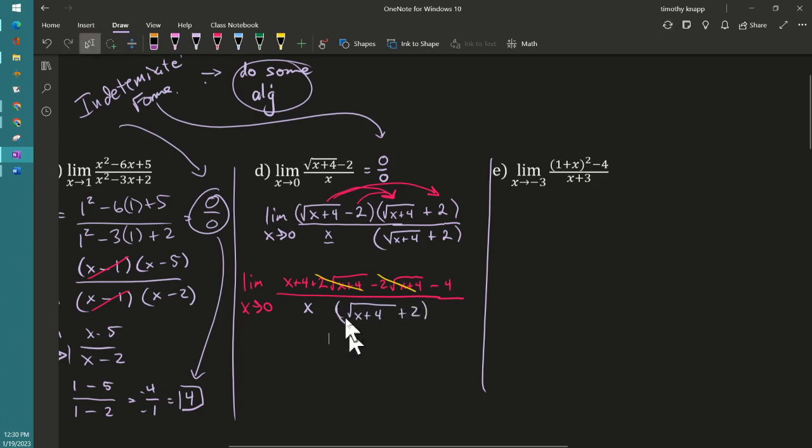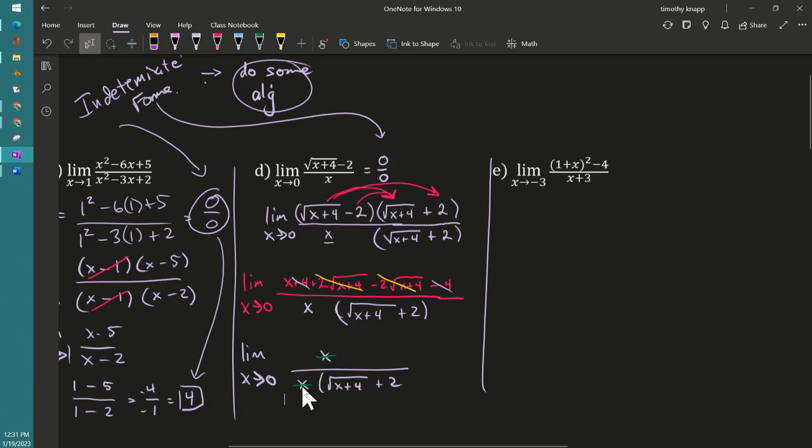Okay? So remember, I don't want to distribute this x into here right now, because my goal is to cancel this thing. So if I distribute it in, I'm going to have to maybe distribute it back out to cancel it. So I'm going to go ahead and leave it out. But look at this. This 4 and this 4 cancel. So in the end, I actually have the limit as x approaches 0 of x over x times the square root of x plus 4 plus 2, whammo, these x's cancel.